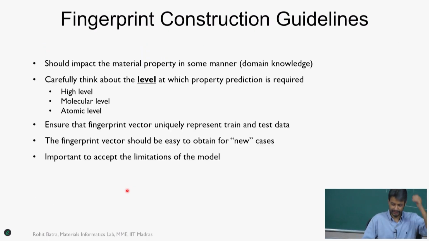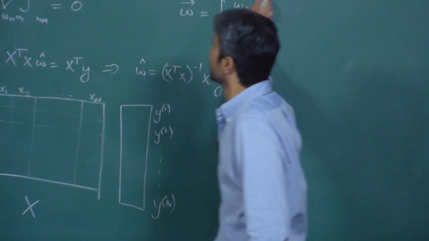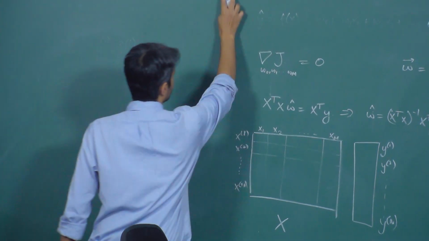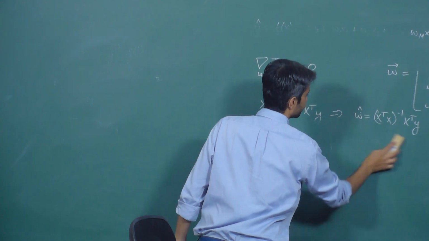I think I will come back to this later, but let's do this exercise wherein we already went through this example, right? These are my alloys, this is the hardness, say this is my data set. Now tell me, what do you think should be the fingerprint for this particular data set? I'll just make some space, and I will write down what you think should be my features for this data set.